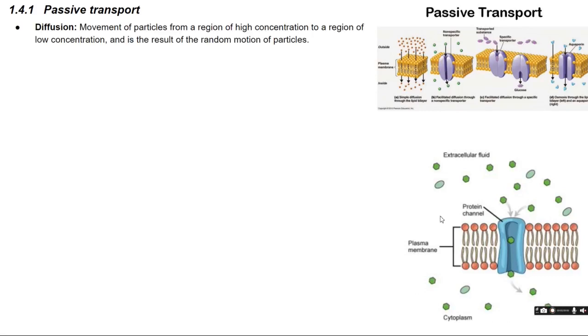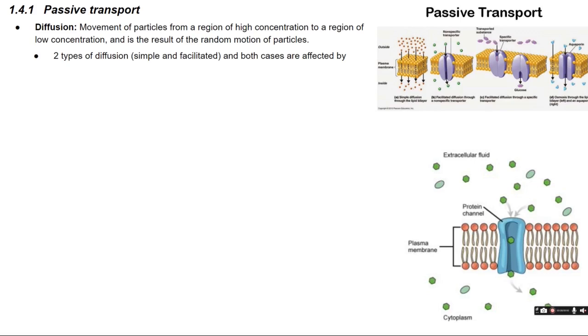So first we'll talk about passive transport. There's three types of passive transport. We have simple diffusion, facilitated diffusion, and osmosis. So diffusion is the movement of particles from a region of high concentration to a region of lower concentration. As we see here, from higher to lower concentration, and it is the result of the random motion of particles.